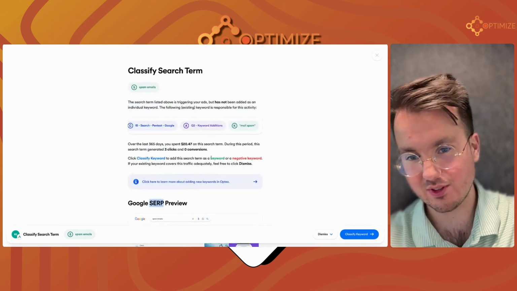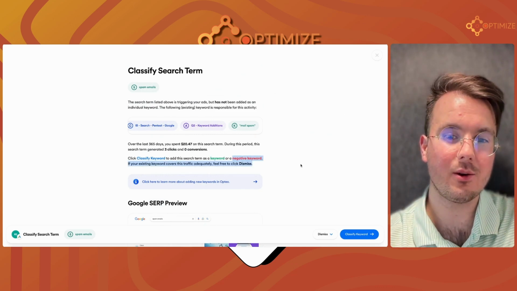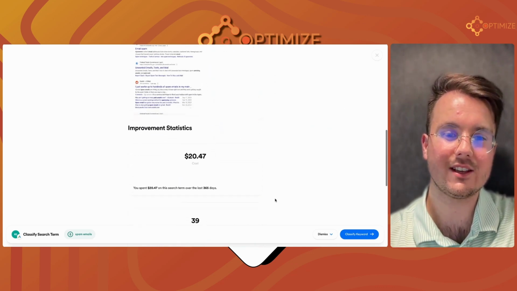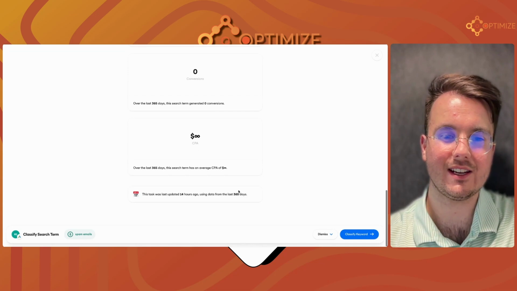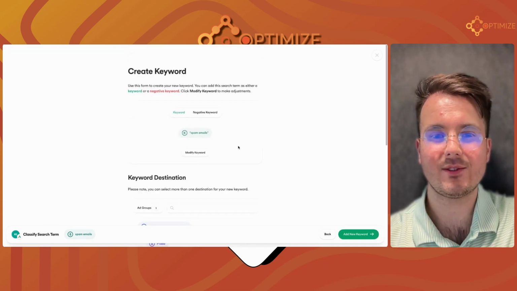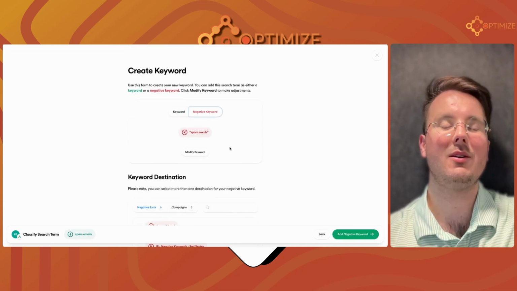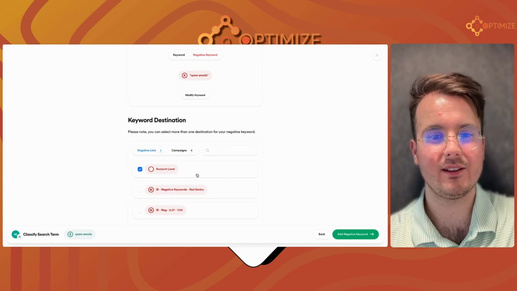So it's saying, hey, please classify this as a keyword if you want it, or a negative keyword if you don't. And so essentially it's just giving us all this data down here. What we're going to say is classified term, and we're going to say negative keyword. We do not want to be showing up for this, right? We're going to put it on the account level.